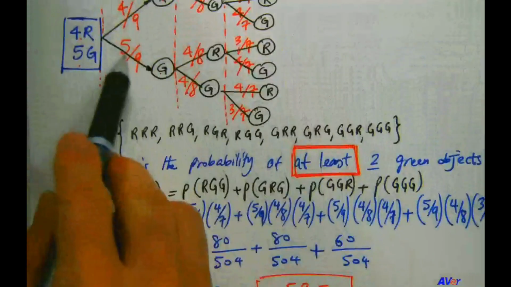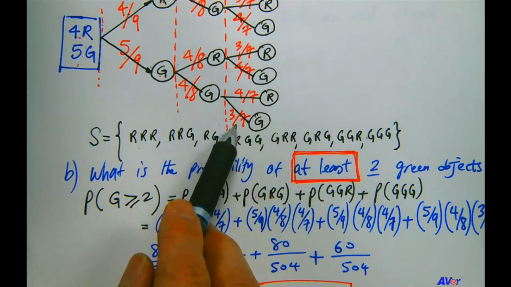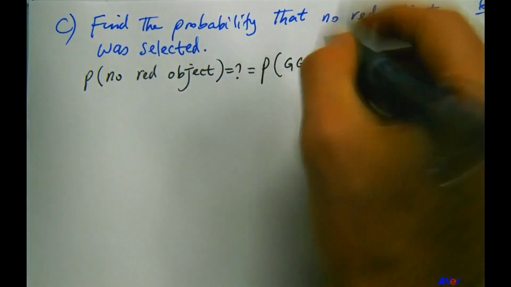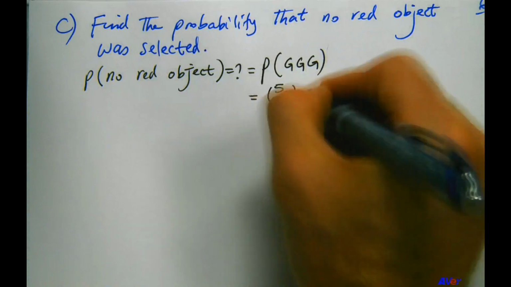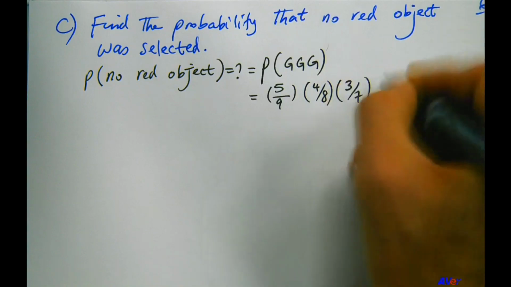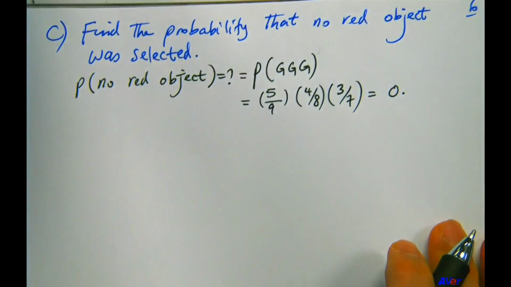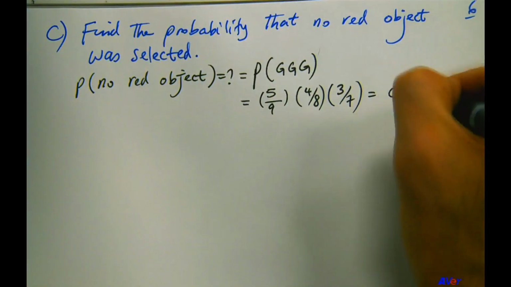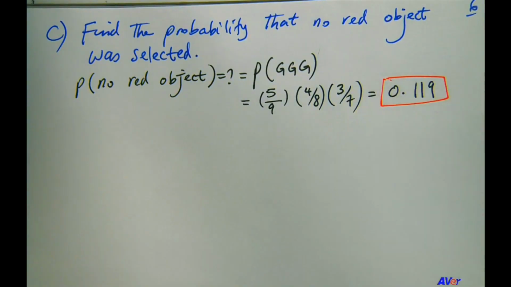And what is the probability of that? 5 ninths times 4 eighths times 3 over 7. So let's write that down. And this will be 0.119, like that. Okay? Again, rounded to 3 decimal places.